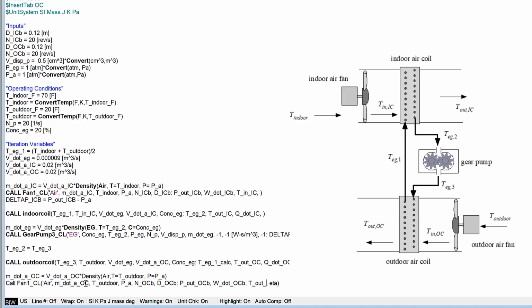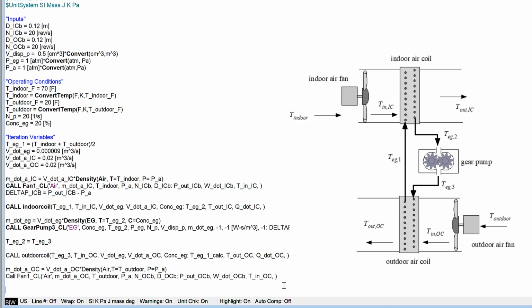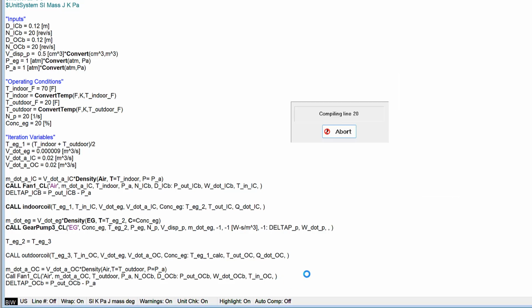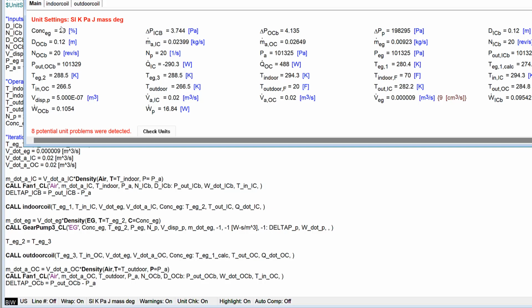and the fan work transfer. And then finally T, I don't know what you want to call this. We'll call this TNOC because it's the inlet temperature for the outdoor air coil. So this actually right here, I got this wrong. This should be TNOC. Not that it matters much. And then the efficiency. And yeah, the delta P produced by the outdoor air coil is just P out OCB minus PA. And hopefully that all solves.